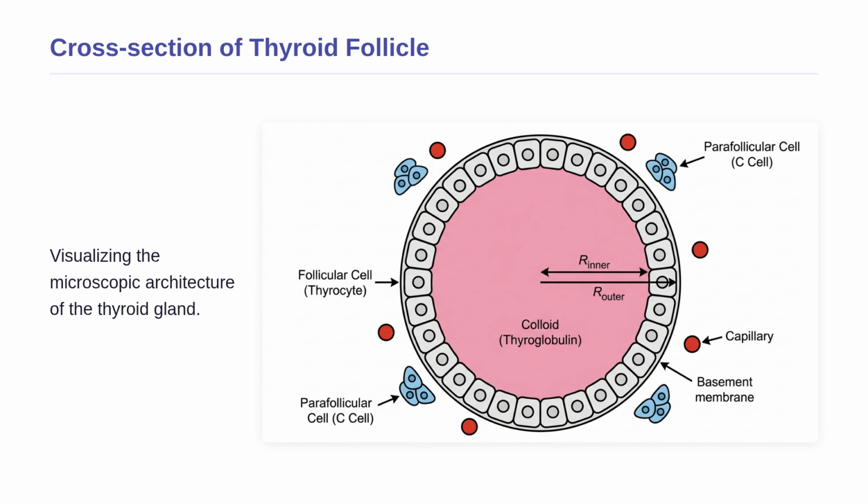The arrow labeled R outer extends all the way to the basement membrane, representing the total size of the follicle. Just outside the follicle, you can see the blood capillaries waiting to transport hormones, and the separate parafollicular C cells nestled in the connective tissue. This diagram beautifully summarizes how form perfectly matches function in the human body.